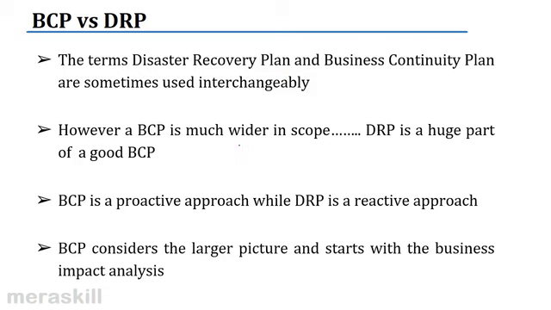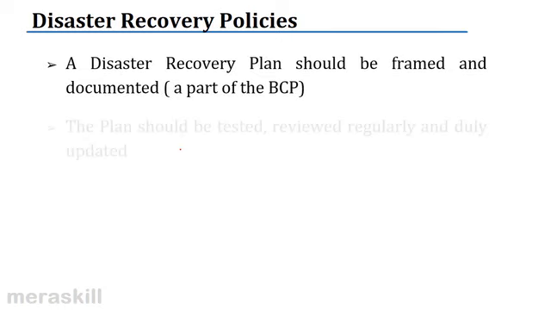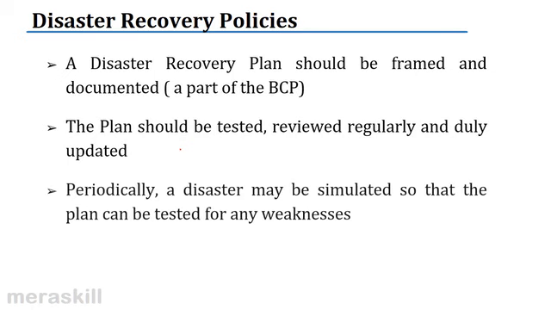But BCP, the Business Continuity Plan, is actually wider in scope, and DRP is a huge part of a good business continuity plan. BCP is a proactive approach, but DRP is a reactive approach, in the sense that once disaster strikes, these policies will become effective. BCP considers the larger picture and starts with the business impact analysis. What is the impact? What will be the impact on the business? That is what the Business Continuity Plan seeks to do.